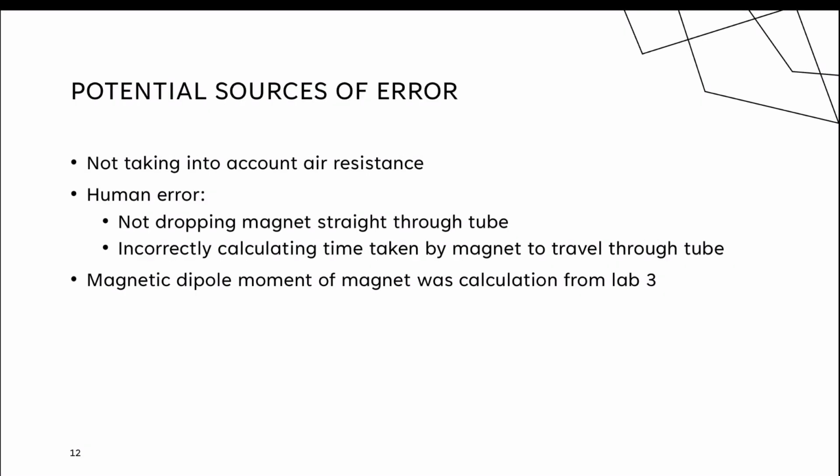So here we have potential sources of error, like I said before, not taking into account air resistance, and then human error, such as not dropping the magnet straight through the tube, incorrect calculations, and also the dipole moment of the magnet was calculated in lab 3, so that could be an error as well.